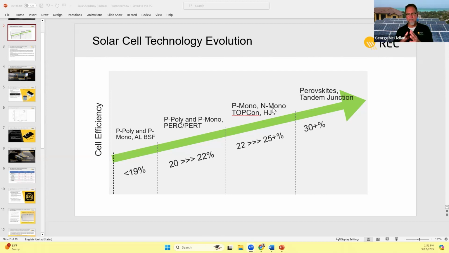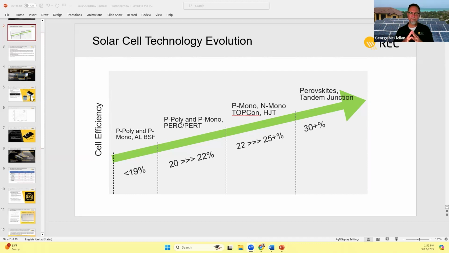Wow. So now you have your N-mono product, which is going to be more efficient and is not subject to LID. So now you've gained efficiency and you've gained power without having to spend too much money, because you can always make super efficient stuff. It just costs lots and lots of money. So the goal is to keep the cost down.